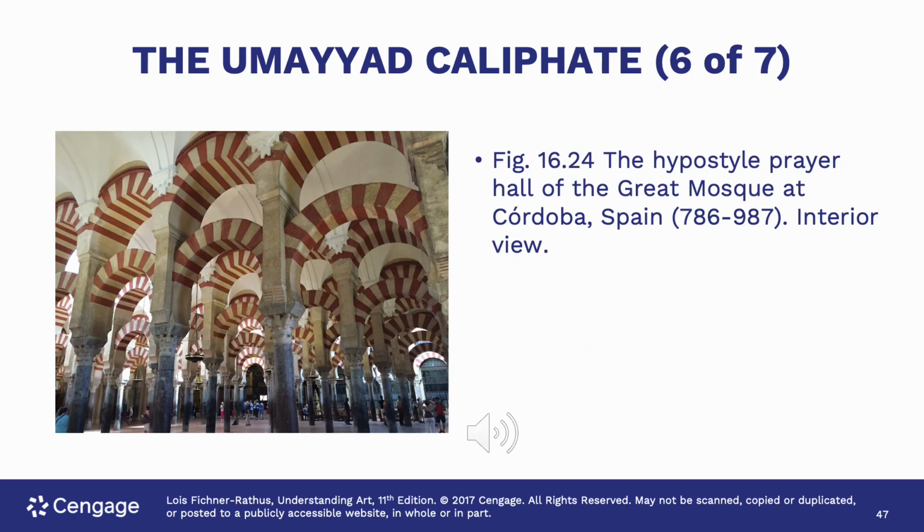Let's look at figure 16.24. The forest of arches creates a striking visual rhythm. The alternating red and white arches become a defining feature of Islamic architecture.